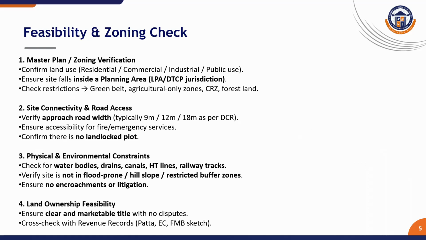Second, site connectivity and road access. The proposed layout must be accessible via an approach road of a specific width, typically 9, 12, or 18 meters as per the DCR. We must ensure no plot is landlocked. Third, physical and environmental constraints. The site must be checked for the presence of water bodies, drains, high tension lines, or railway tracks, and it should not be in flood prone or ecologically sensitive areas. Finally, land ownership feasibility. The title must be clear, marketable, and free from any legal disputes and encroachments.